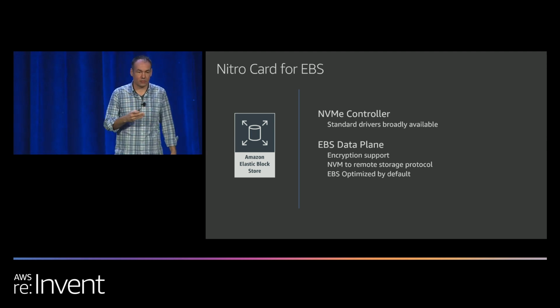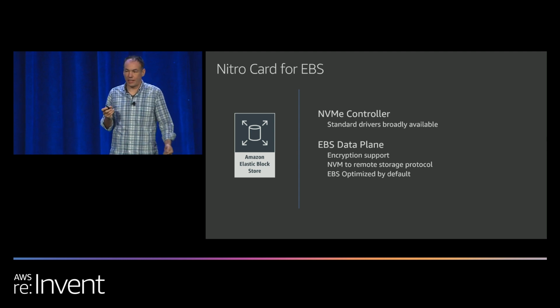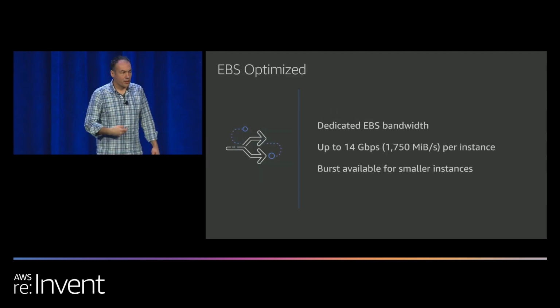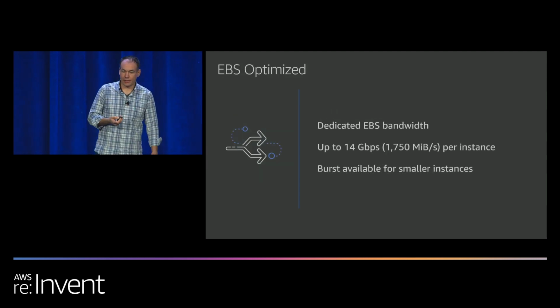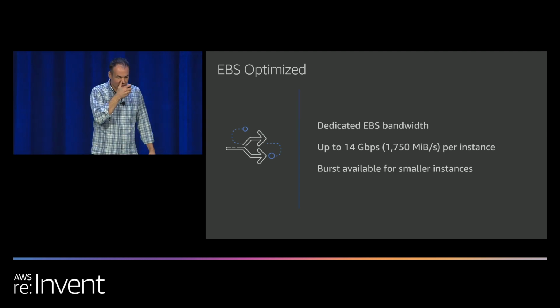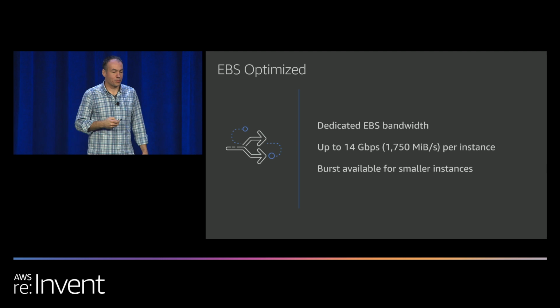And this allows us to do this super efficiently over our own dedicated uplink, which gives us the ability to do EBS Optimized by default. And so EBS Optimized is a dedicated uplink. Gives you dedicated EBS bandwidth, up to 14 gigabits per second, or 1750 megabytes per second.